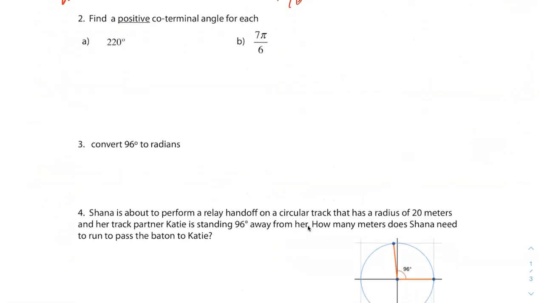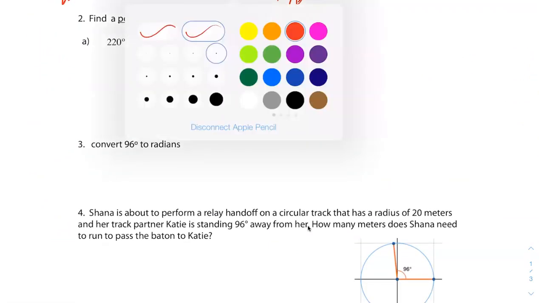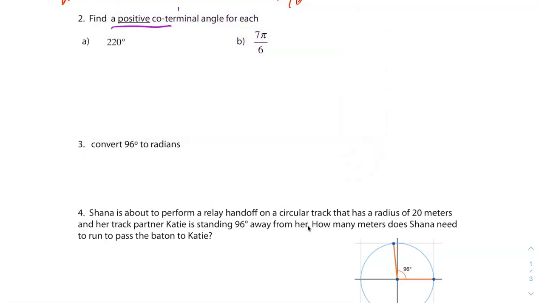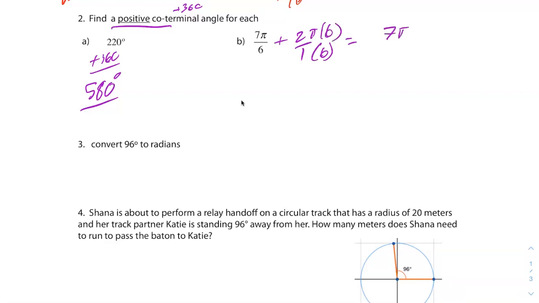Find a positive coterminal angle of each. Positive coterminal angle, remember, that means we're going to add 360. So plus 360, and I get 580. Over here, there's no 360, it's in radians, so 2 pi, same as 360. Put over 1, common denominator 6 over 6. So I get 7 pi over 6 plus 12 pi over 6, which gets me 19 pi over 6.